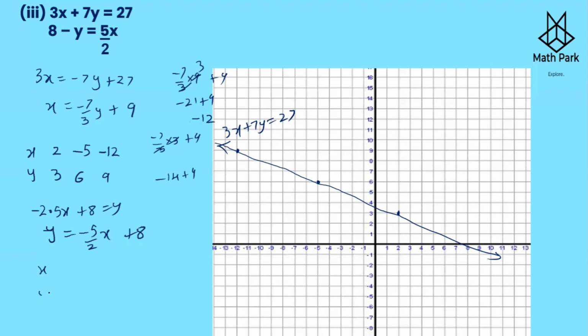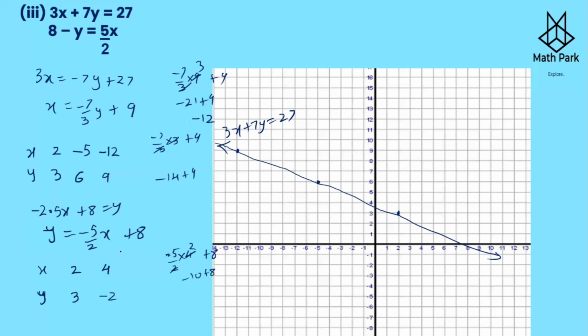Let us take x is equal to 2. So 2 and 2 will get cancelled. Minus 5 plus 8, we get 3. If you take x is equal to 4, so 2 twos are 4. So minus 5 by 2 times 4 plus 8. So we get minus 10 plus 8. Minus 10 plus 8 is minus 2.